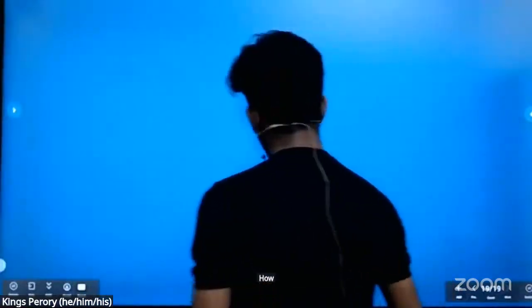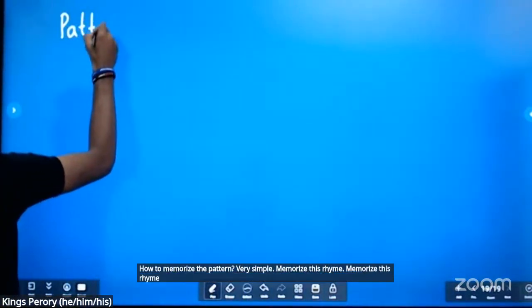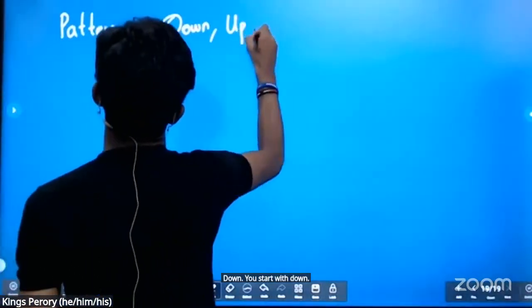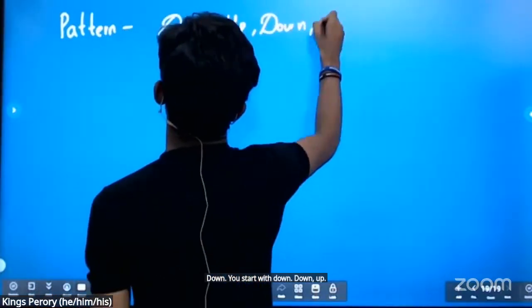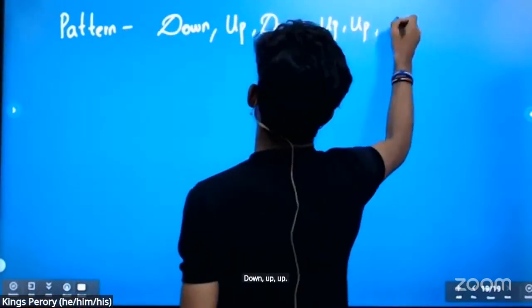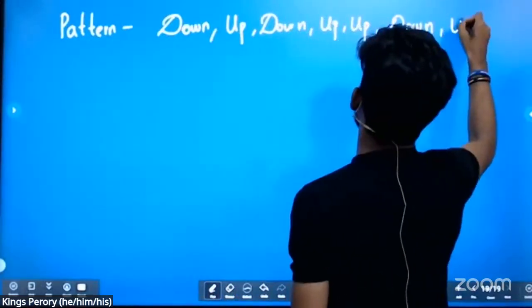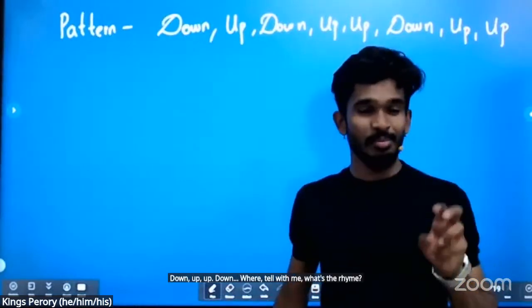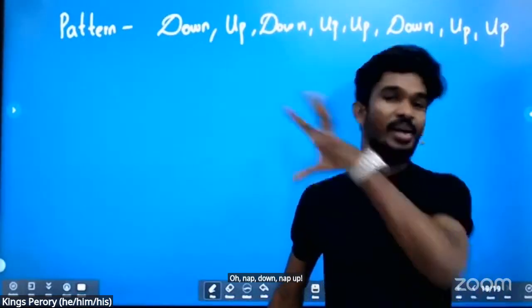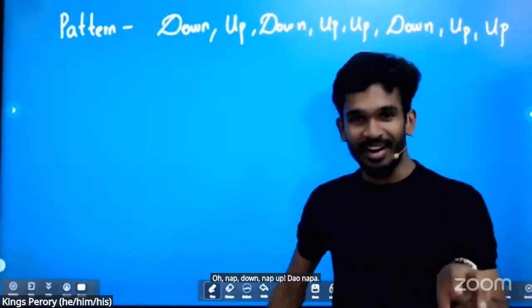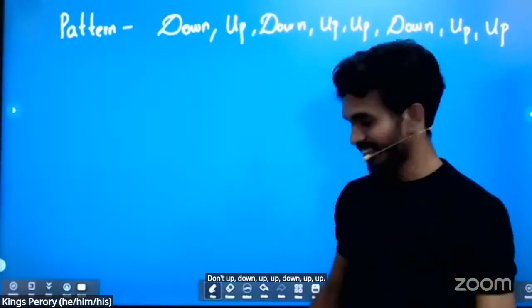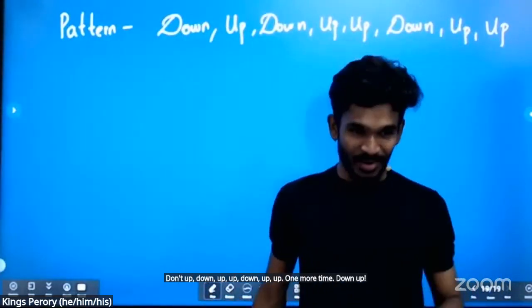How to memorize the pattern? Very simple. Memorize this rhyme for the pattern. What's the rhyme? You start with down. Down, up, up. Down, up. Say it with me. Down, up, up. Down, up.